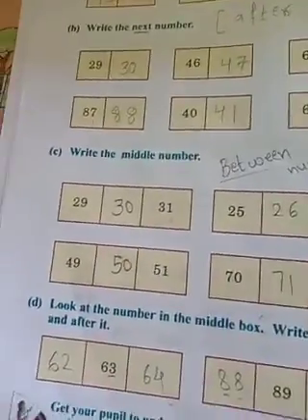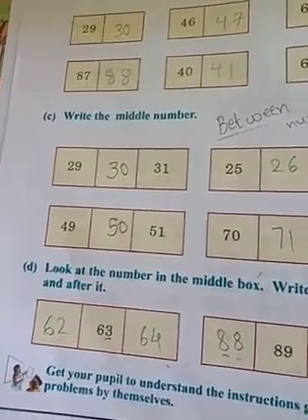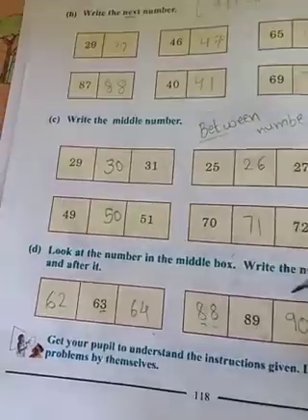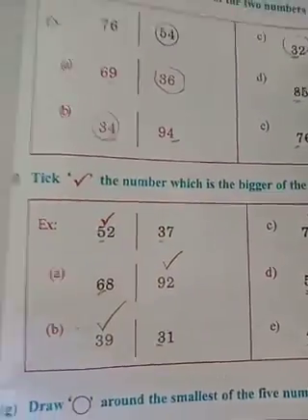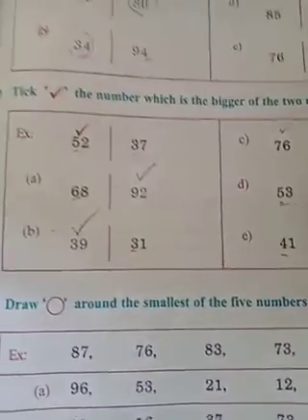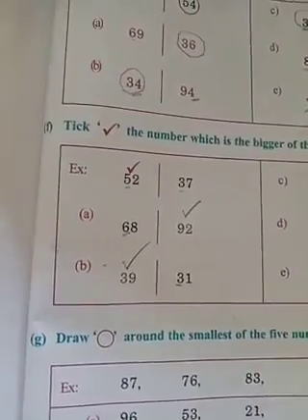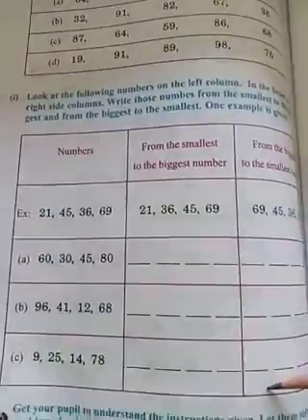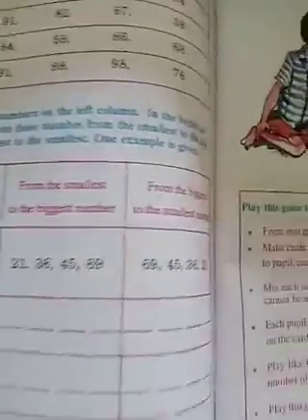So what are we learning? Write the middle number. The middle number will be given, and we are writing the after number and the before number also. We are writing the smaller number and the bigger number also. So do you understand, children? The remaining G problem, smallest number and the biggest number, these problems we will explain in the next class.